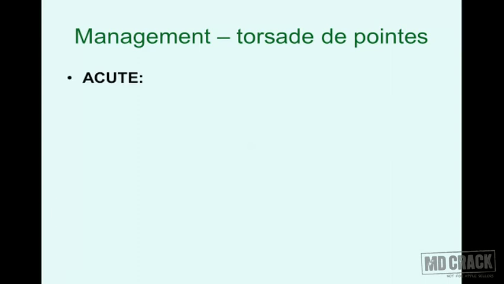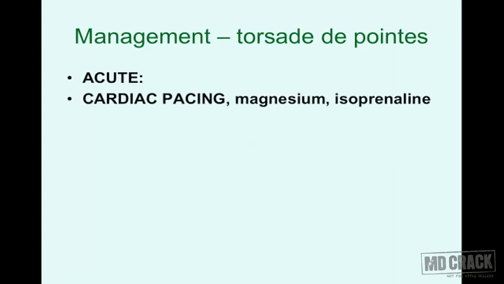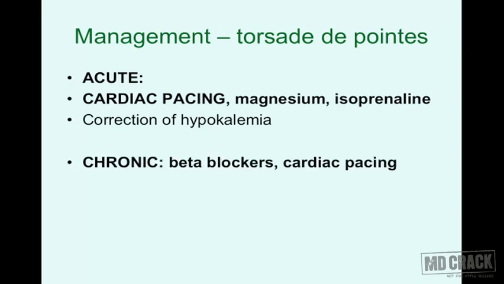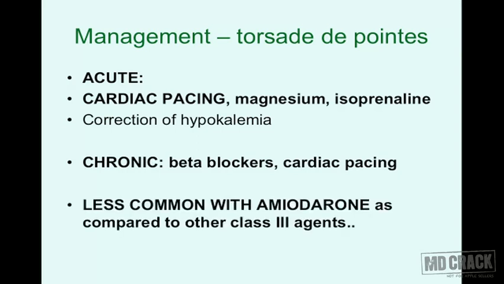How to manage it? Acute Torsade point arrhythmia: cardiac pacing, magnesium, and isoprenaline. And correct the hypokalemia, because hypokalemia is responsible for this arrhythmia. Chronic Torsade point arrhythmia: beta blockers and cardiac pacing. And a reminder to you, class 3 agents are known to produce this arrhythmia, and it's less common with amiodarone as compared to other class 3 agents.